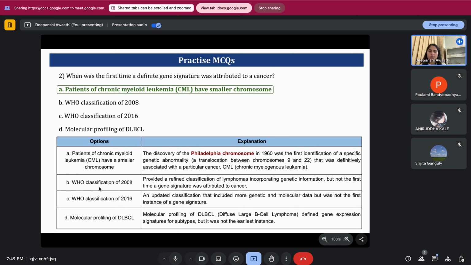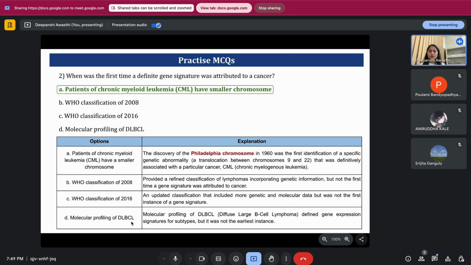If we talk about the WHO classification of 2008, it provided a refined classification of lymphomas incorporating genetic information, but it was not the first study. Similarly, the WHO classification of 2016 was an updated classification in which more genetic and molecular data was present, but similarly, it was not the first instance.